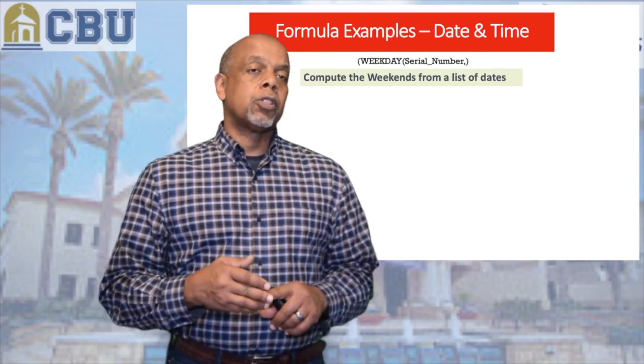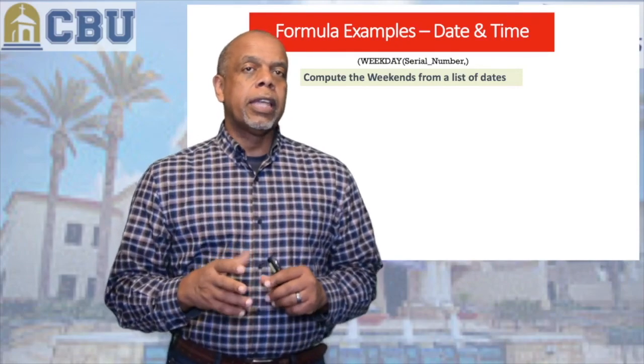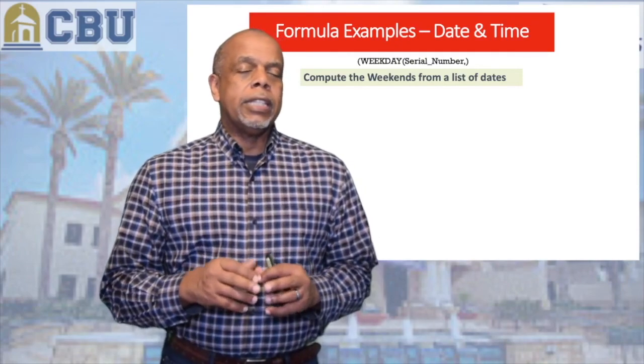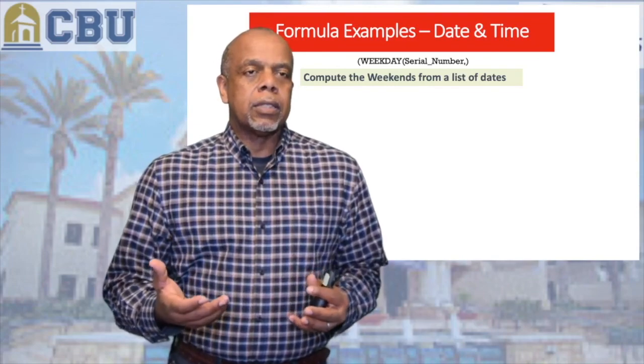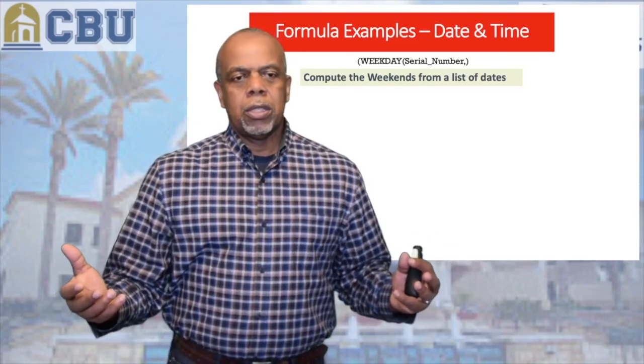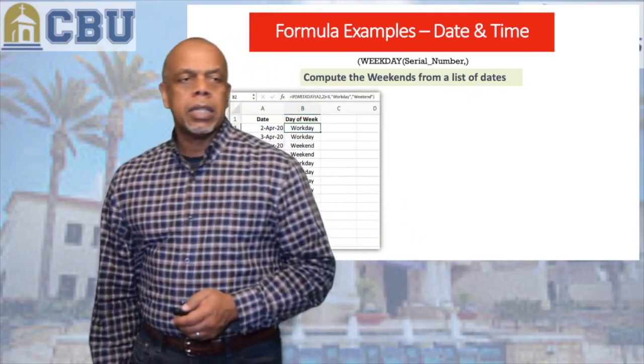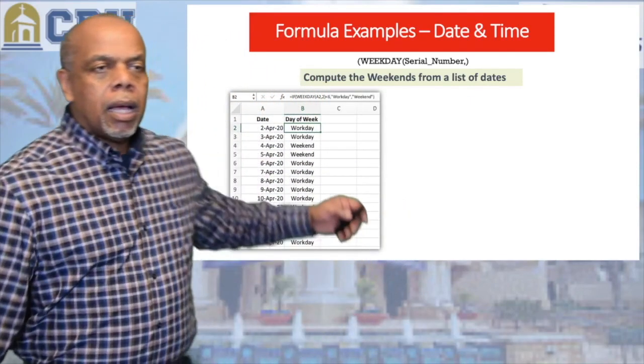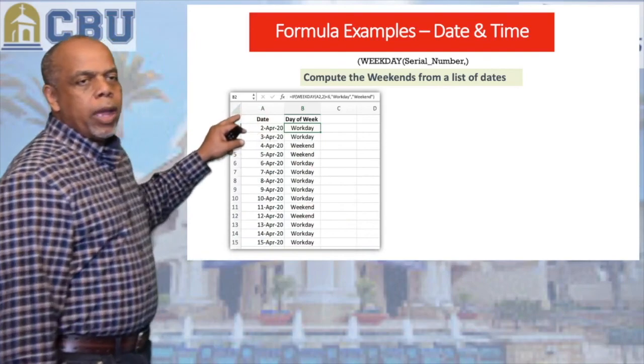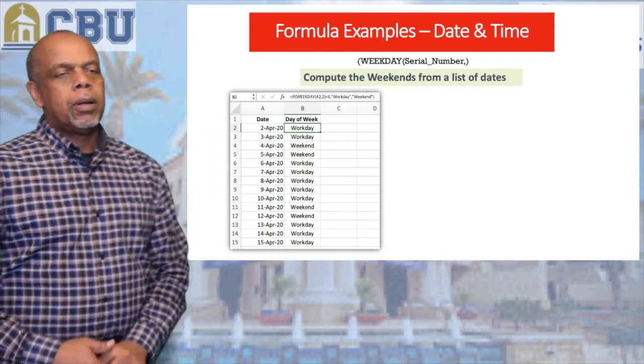And I want to build a spreadsheet to figure out, well, in the next 30 days, what dates are going to be weekends, because I'm building a work schedule. So I don't want people coming in on the weekends. Well, we can do that pretty easily. So here is a list of dates from 2 April to 15 April.